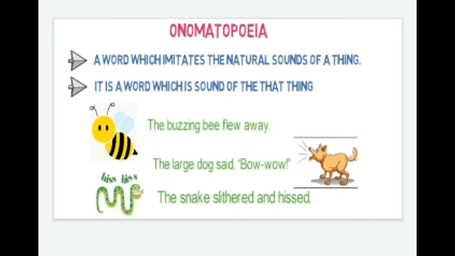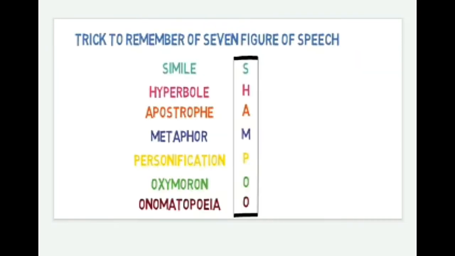So this is onomatopoeia. So we revised the important 7 types of figure of speech. Now I am going to give some tips on how to remember the order of the 7 figures of speech. The first is simile, and then hyperbole, and then apostrophe, and then metaphor, personification, oxymoron, onomatopoeia.